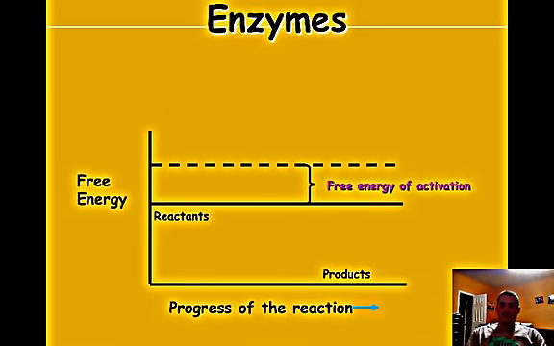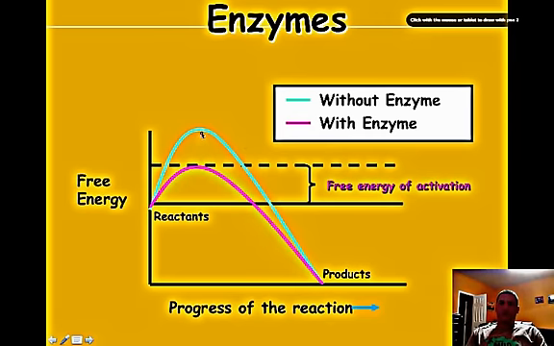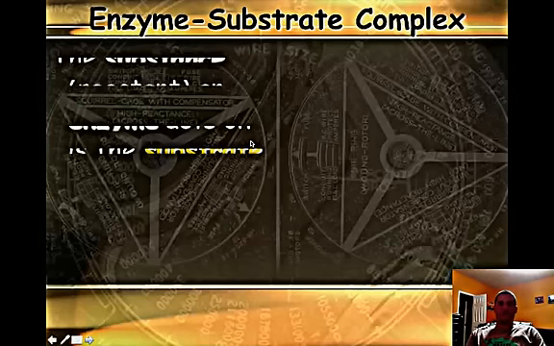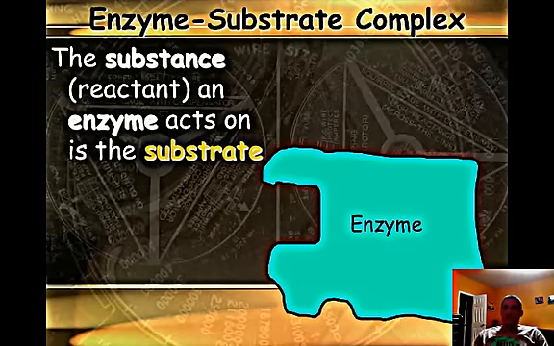So here's another chart, and this is just going to show you the hill is actually going to be lower. Without the enzyme is going to be in blue. See how it has to go up this big, large hill, and then the reaction finally starts? Well, the difference when an enzyme comes in is the activation energy is lowered. The red indicates the difference in the activation energy. So the substance or the reactant an enzyme acts upon is called the substrate. So here's your enzyme.